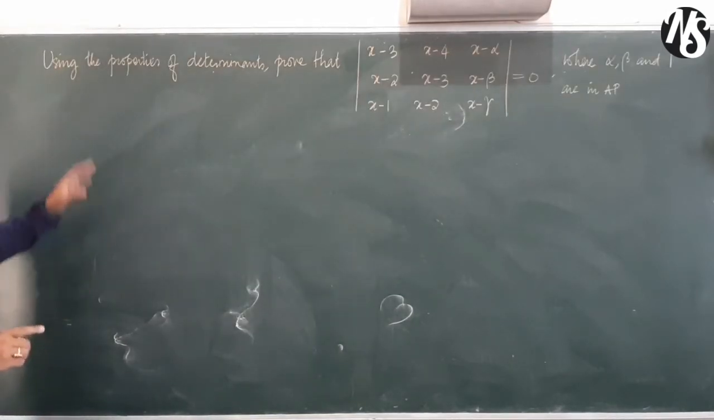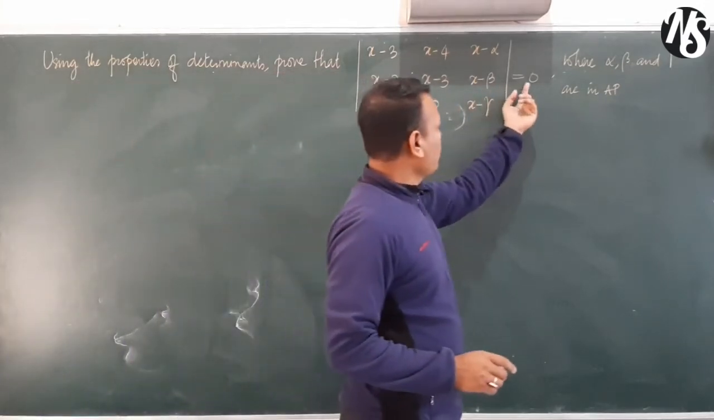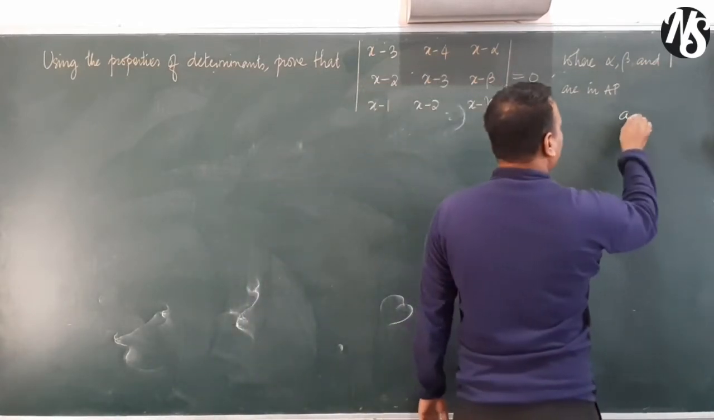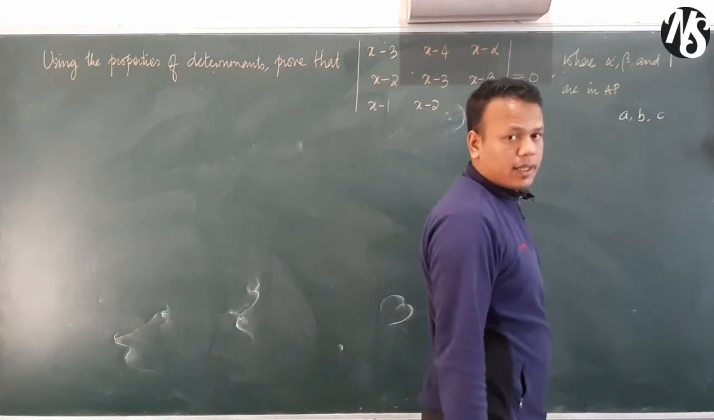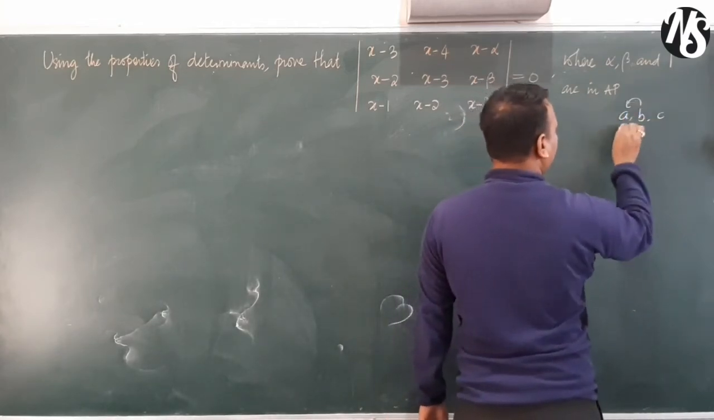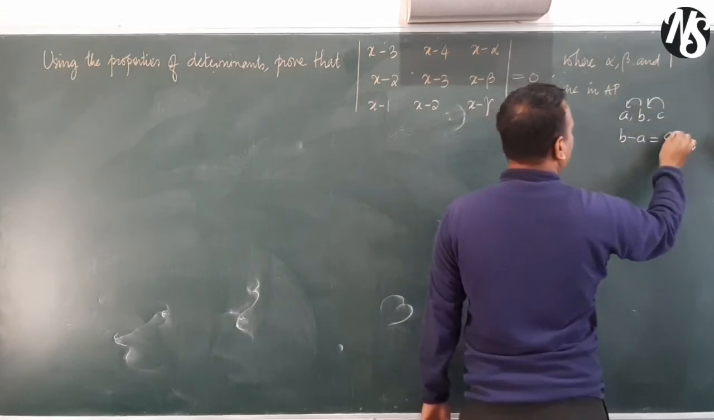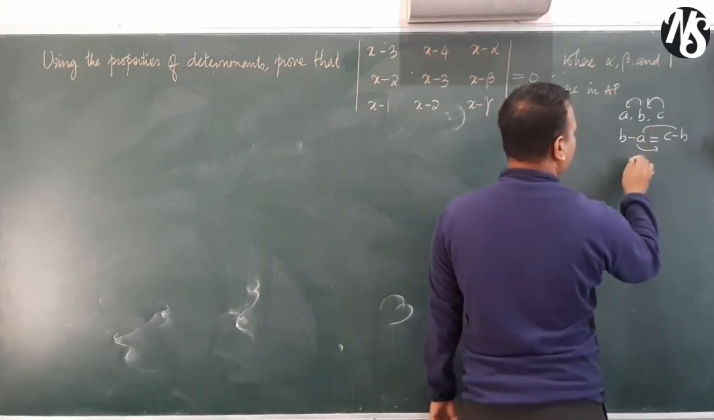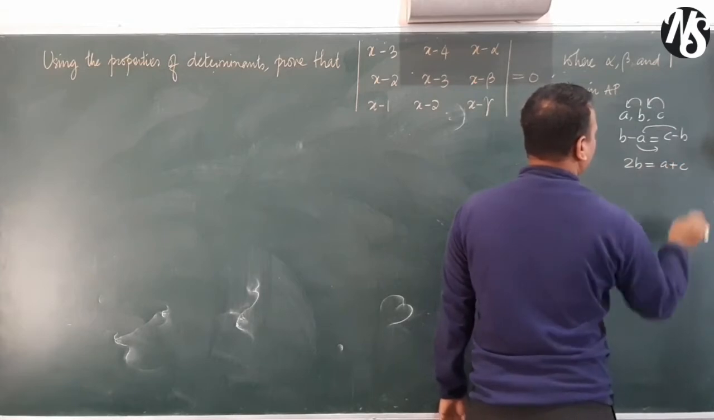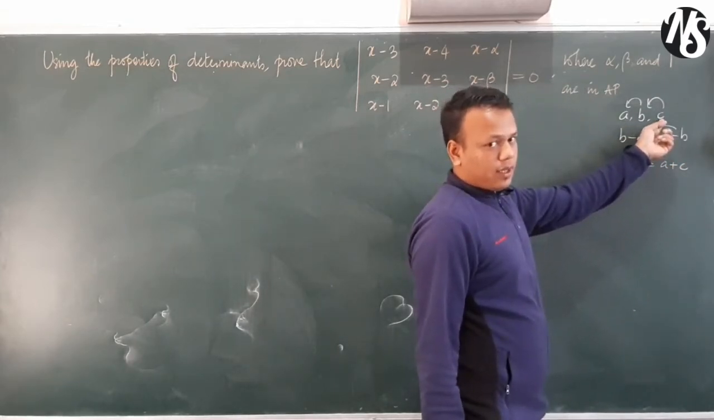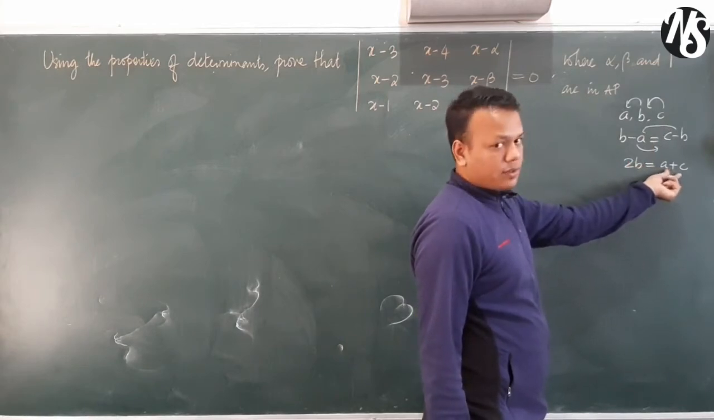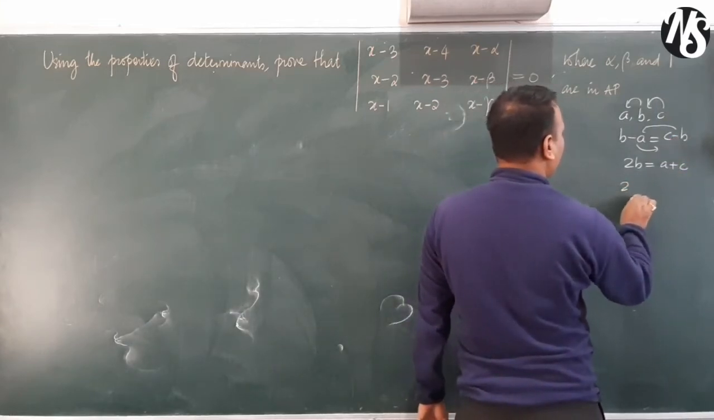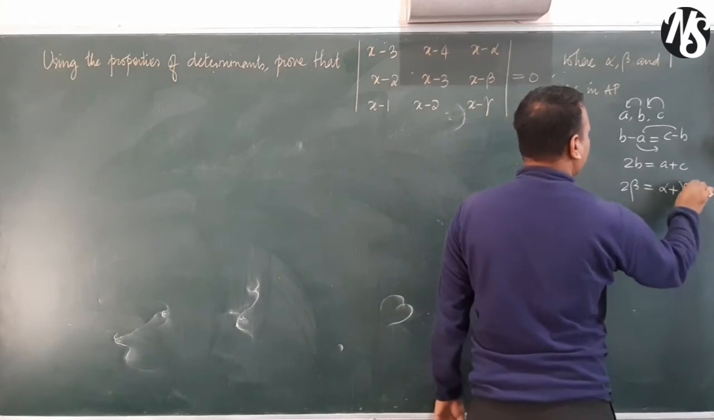Using the properties of determinants, you need to prove that this will be equal to 0, where alpha, beta and gamma are in AP. First and foremost, let's understand the meaning of A, B and C being in AP. It means that B minus A is equal to C minus B. We call this difference the common difference. Bring this B out here, take this A over there, you get 2B is equal to A plus C. So if A, B and C are in AP, it means 2B is equal to A plus C. Similarly, if alpha, beta and gamma are in AP, it means that 2 beta is nothing but alpha plus gamma.